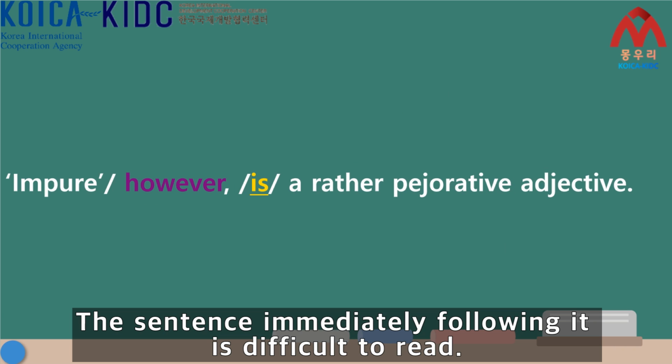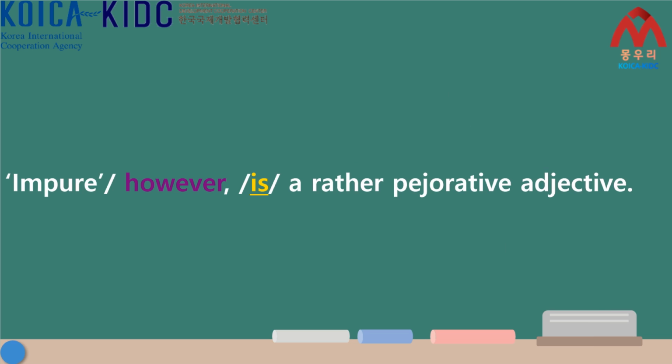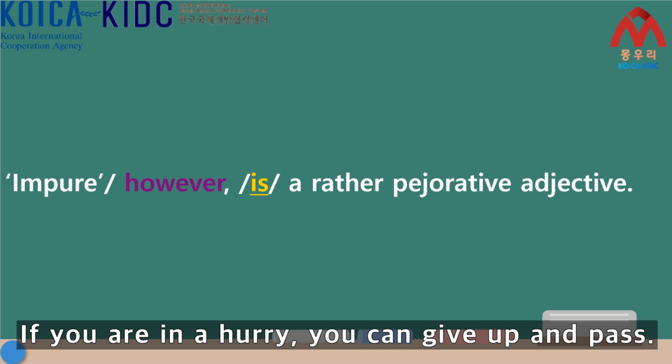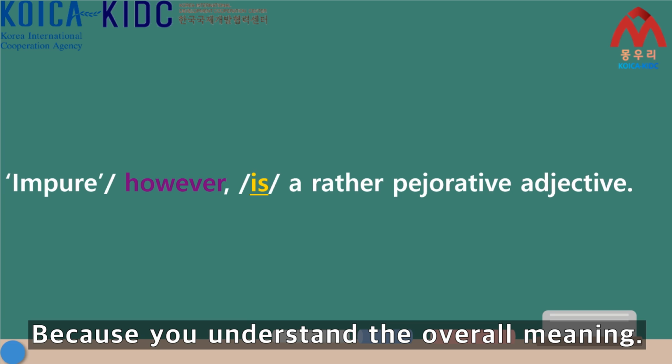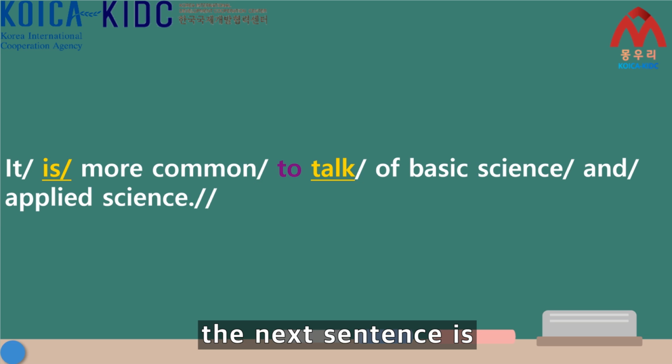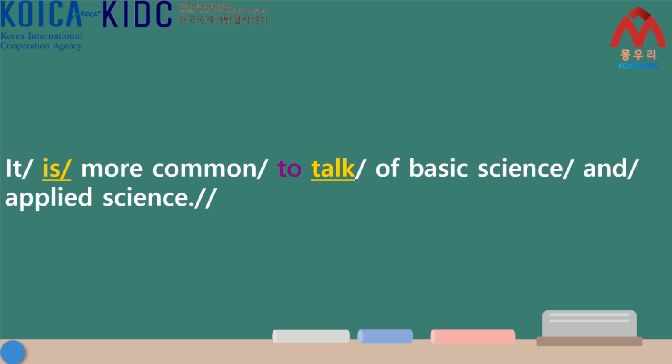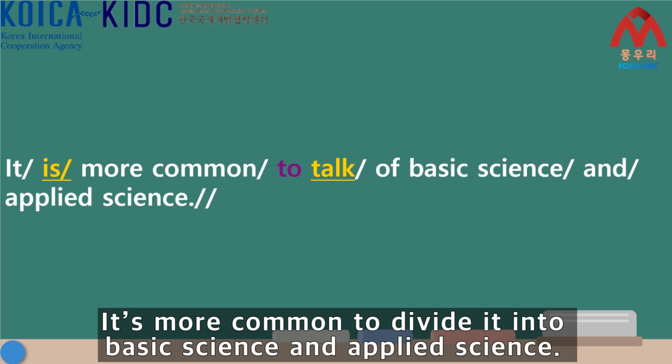The sentence immediately following it is difficult to read. Impure, however, is a rather pejorative adjective. If you are in a hurry, you can give up and pass, because you understand the overall meaning. The next sentence is, it is more common to talk of basic science and applied science. Do you understand? It is more common to divide it into basic science and applied science.